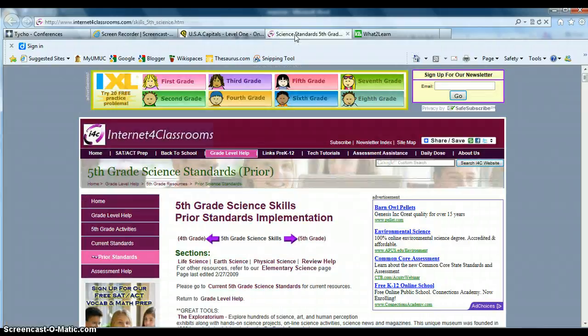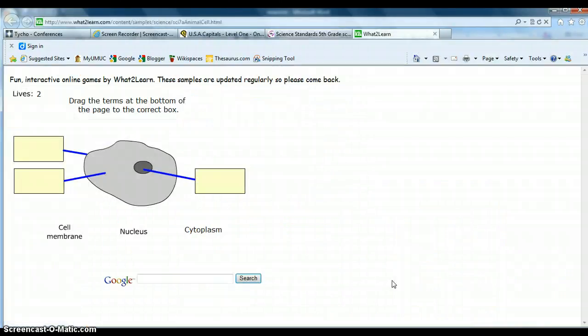The next website I found is this one, Internet for Classrooms, and it has some really good activities. One of the specific activities is this one, and it's to practice labeling the parts of an animal cell. And the text tells us that directions and information should be provided in text, not audio, for practice problems. And this website provides directions, feedback, and choices all in text.